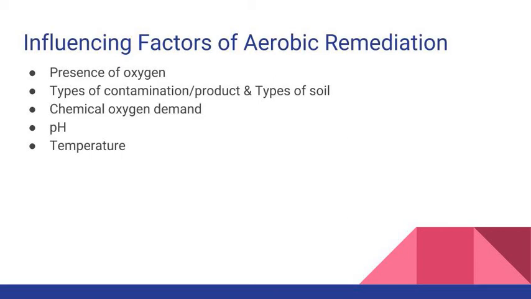As we know, aerobic microorganisms metabolize the organic matter in the pollution, and they have inorganic end products, for example, carbon dioxide, ammonium, and water. And here we have 5 main factors that influence aerobic remediation: presence of oxygen, types of contamination, types of soil, chemical oxygen demand, pH, and temperature.